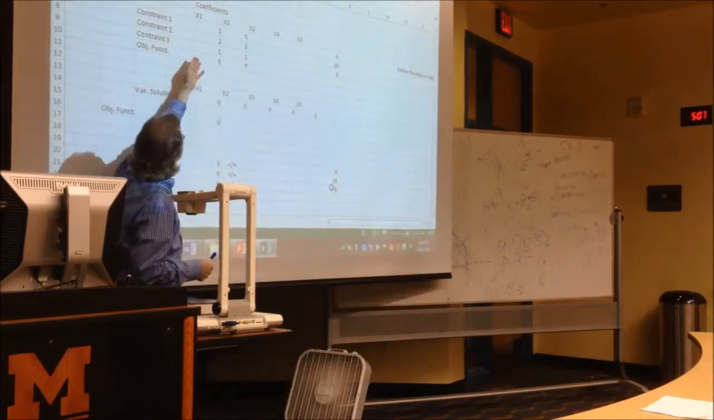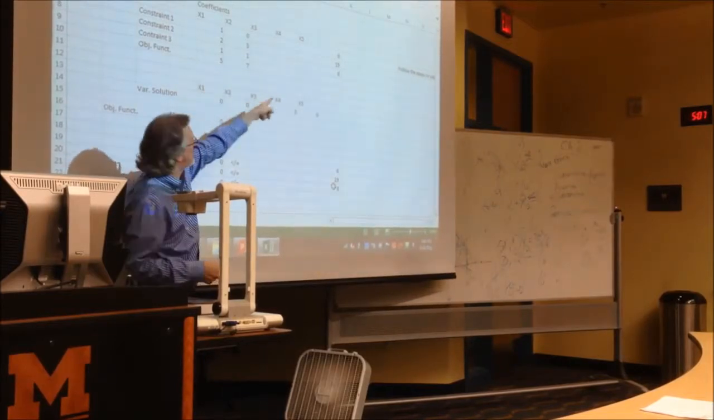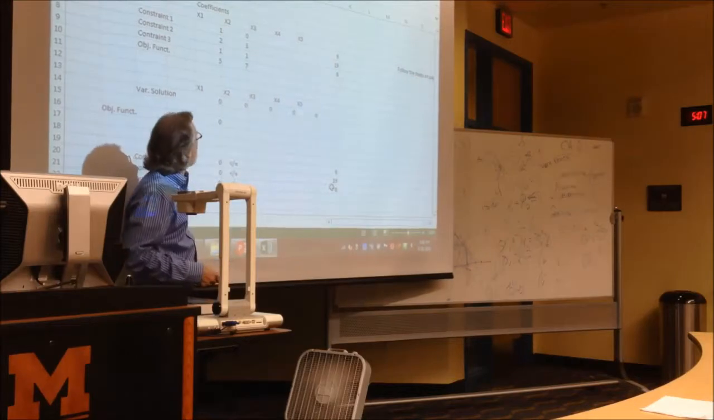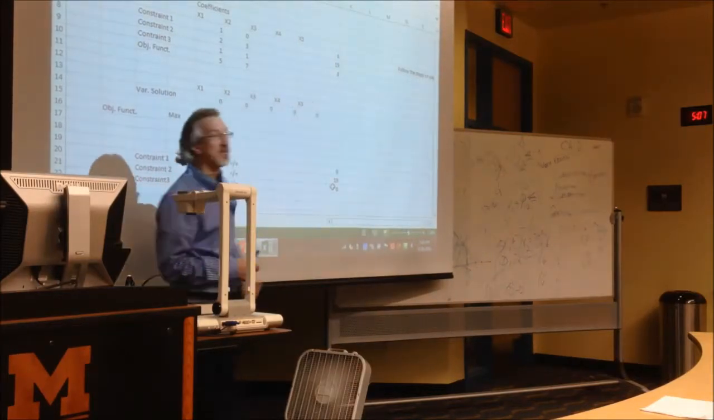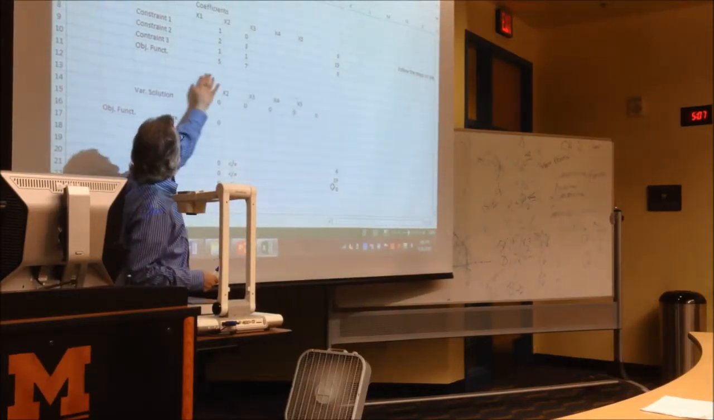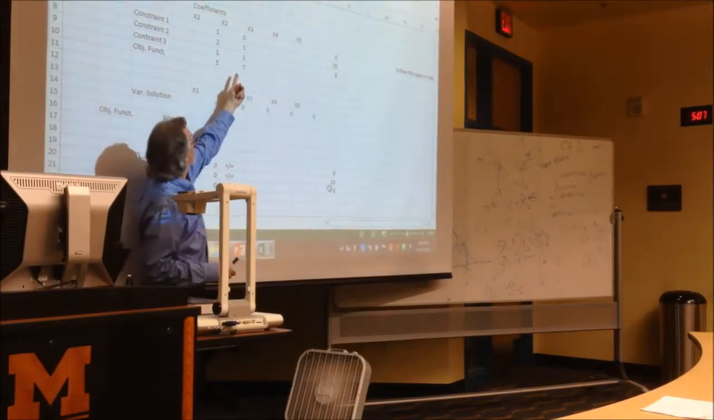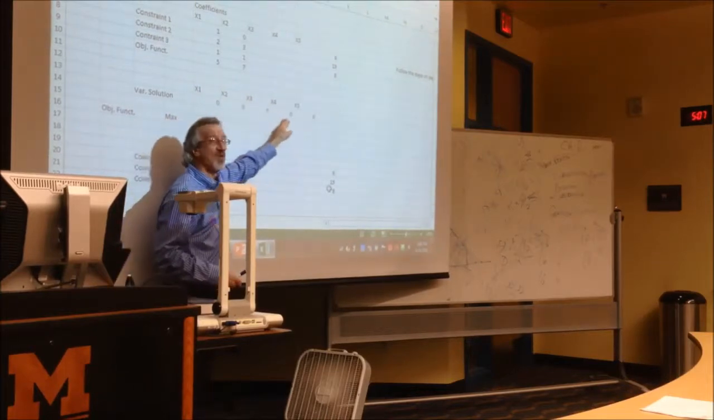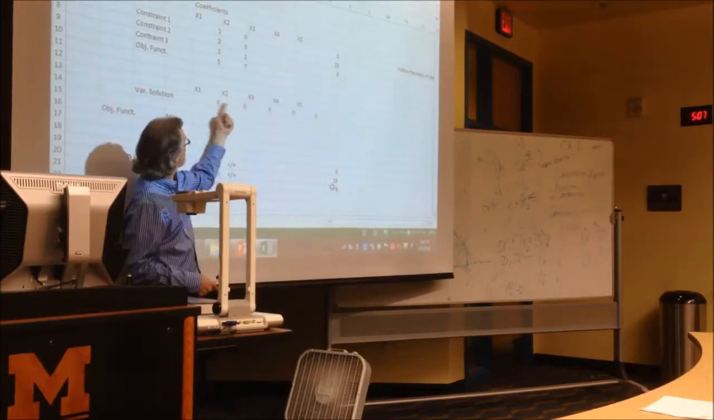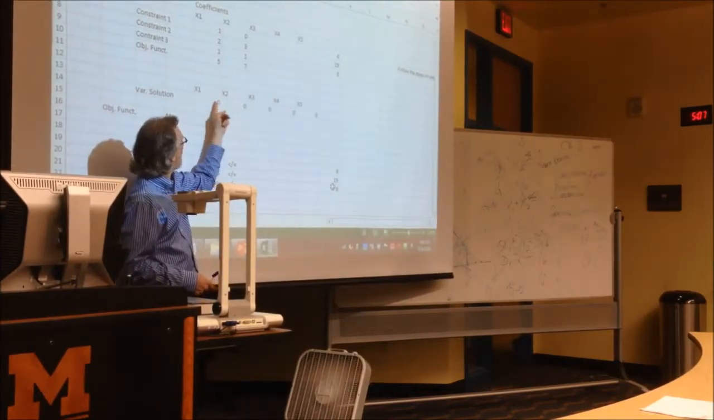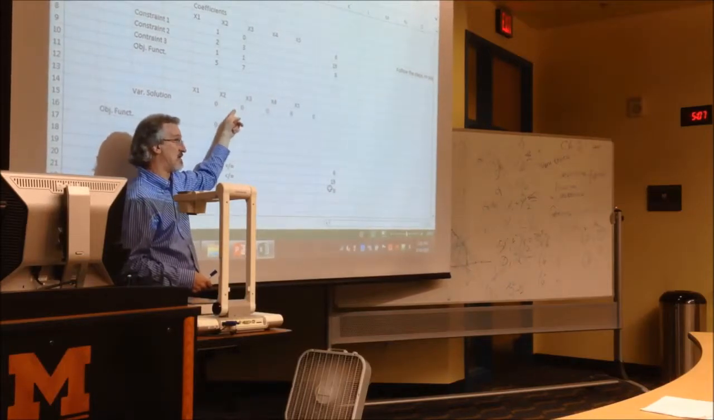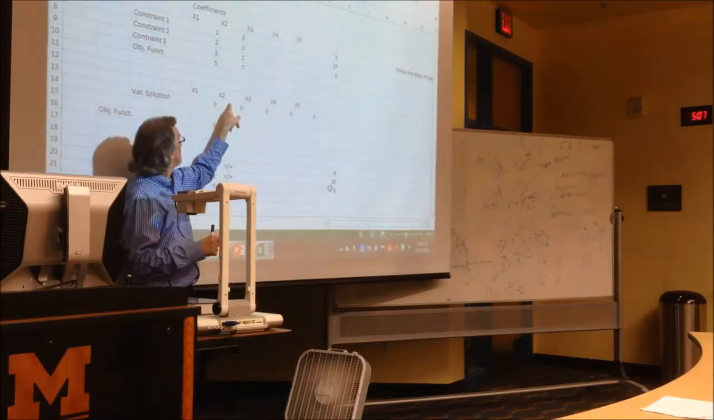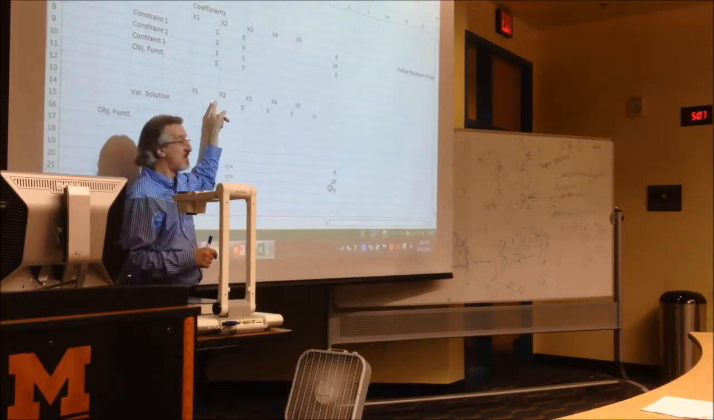Right? The second one had a 2 with x1, a 3 with x2, and it was less than or equal to 19. The third constraint was a 1 with x1, a 1 with x2, less than or equal to 8. And then the objective function had a 5 with the x1 and a 7 with the x2. These cells, you leave 0. We're only using 2 variables, so your optimal solution will appear here. We're going to tell Excel, please put the optimal solution in these 2 locations.